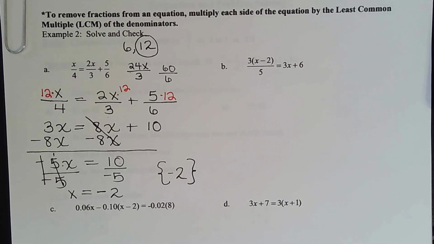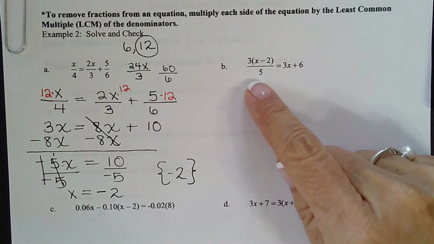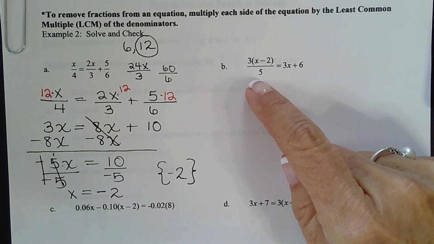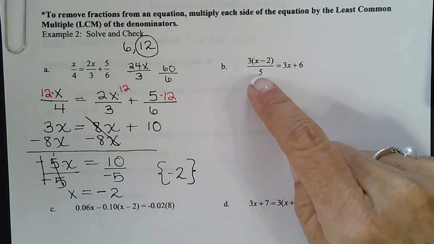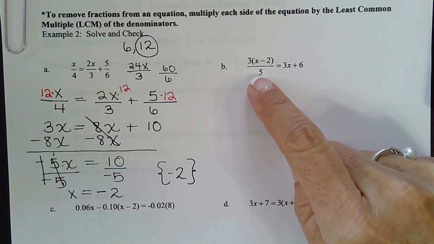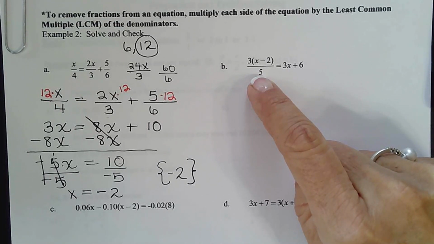Okay, I'm going to get you started on B, and then I'm going to let you turn off the video and try to finish solving it from there. So, when we look at B, we see there's only one denominator. When there's only one denominator, that has to be the LCM. You don't have any other choice. Common denominator is the only denominator.